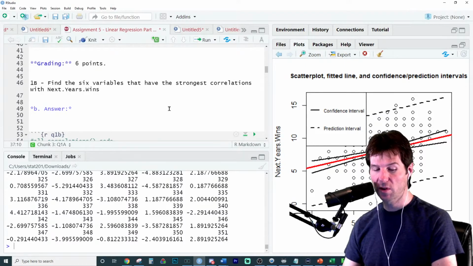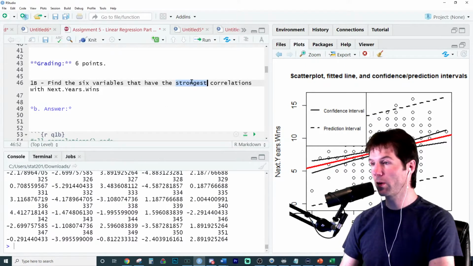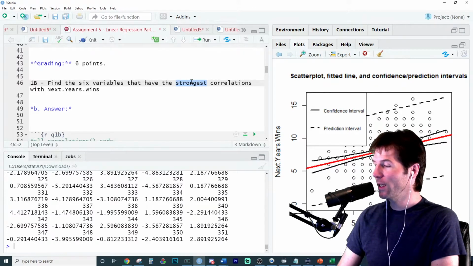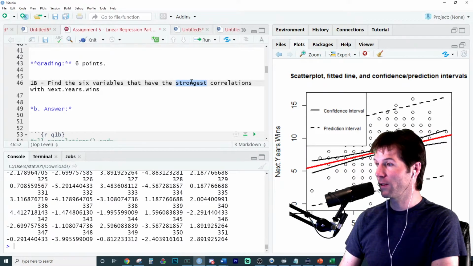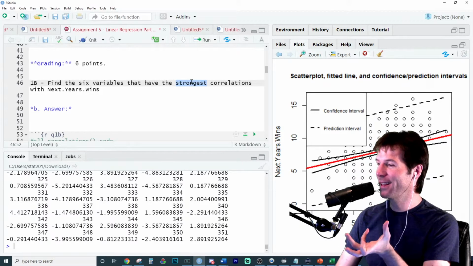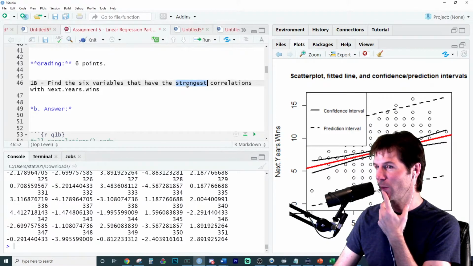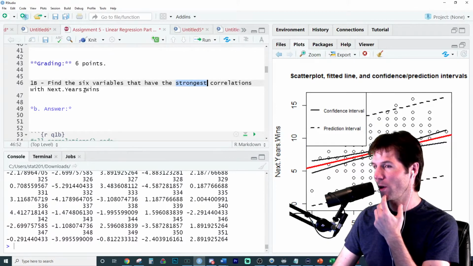Find the 6 variables most correlated that have the strongest correlation. Now watch out. Here's where we run into a problem. Do you know what argument we need to use, Kayla, to find the strongest correlation? This is a paradox. Don't think the most obvious answer right here. To find the 6 strongest correlations with next year's wins, what argument should we use?